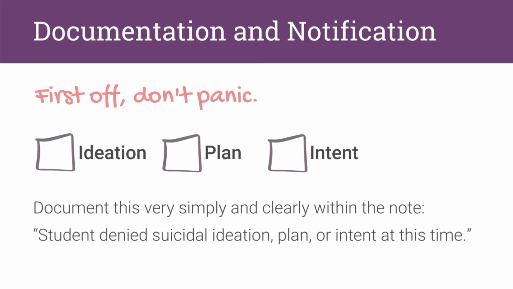And first off, don't panic. Risk assessments, especially with teens, can be tough. They may give vague answers or incomplete information. Sometimes it may almost feel like they want to leave you on edge. In the case of no ideation, no plan, no intent, your job is pretty simple. You're going to document this very simply and clearly within the note. An example would be, "Student denied suicidal ideation, plan, or intent at this time."